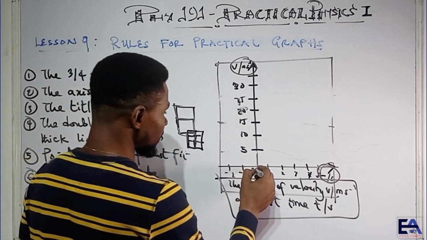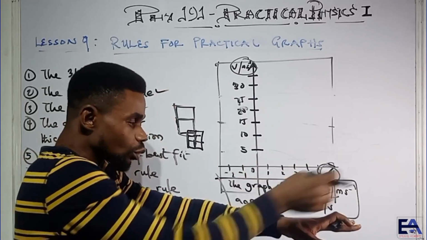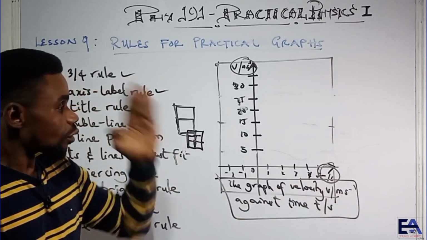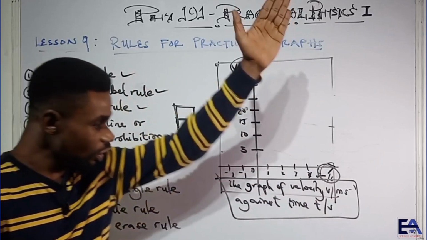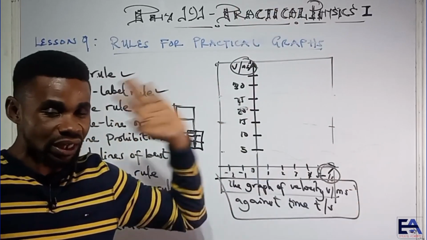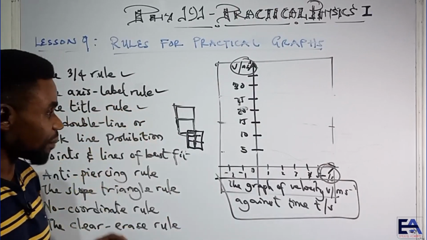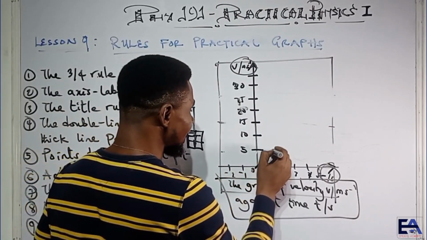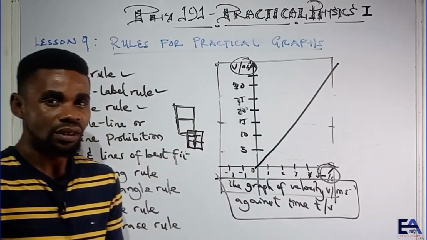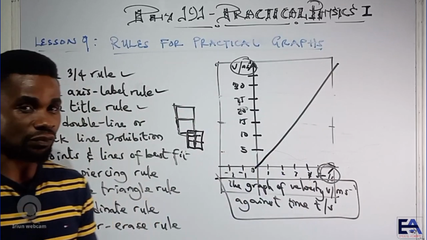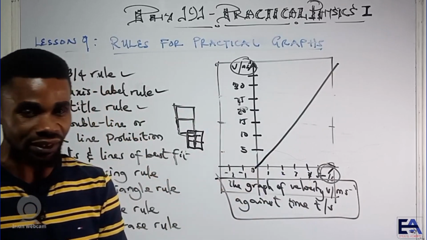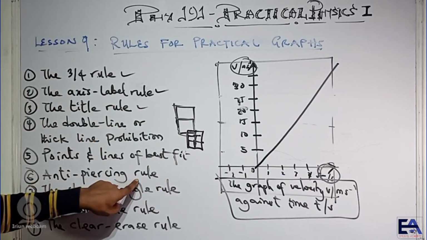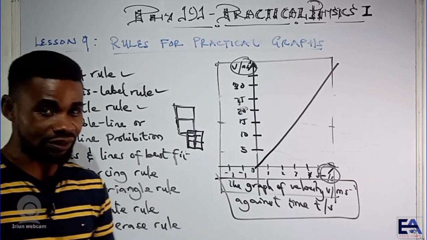It is very prohibited for those of you who don't know how to draw a straight line at once. Whenever you have your points, just place your ruler and draw it once, and that's okay. It is prohibited in a physics graph to have a line that is very thick. You make sure your pencil is sharp enough, but not enough to tear the paper. Otherwise, you will default the anti-piercing rule, which is rule number 6. We are going to get there.